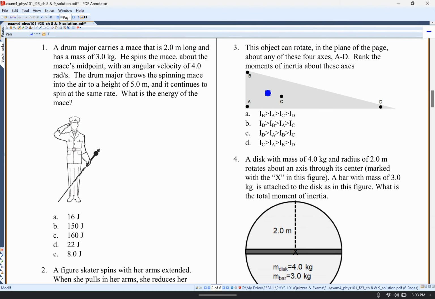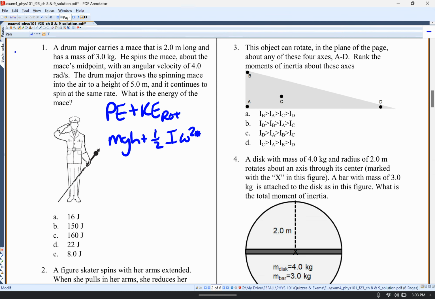Okay, a drum major carries a mace that is 2 meters long and has a mass of 3 kilograms. Spins the mace about the mace's midpoint, and it goes up in the air spinning. I want to know the energy. So here the total energy would be equal to the potential energy plus the rotational kinetic energy. All right, so that's going to be mgh plus 1/2 I omega squared.